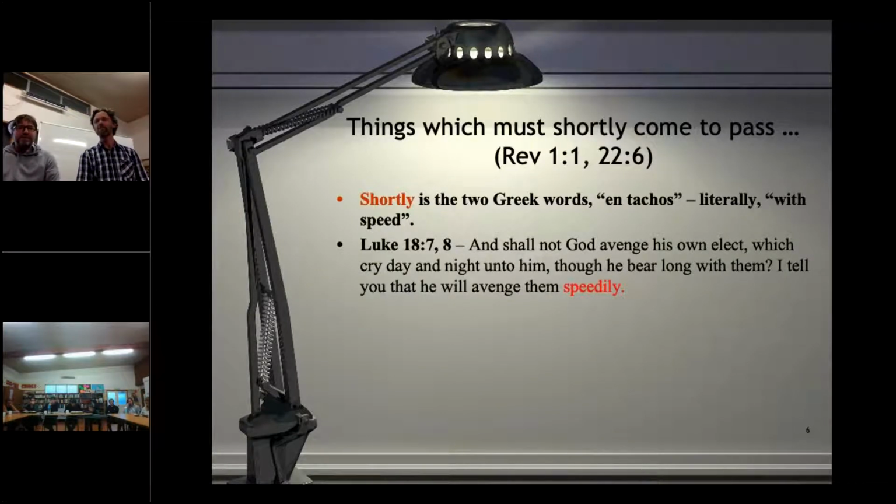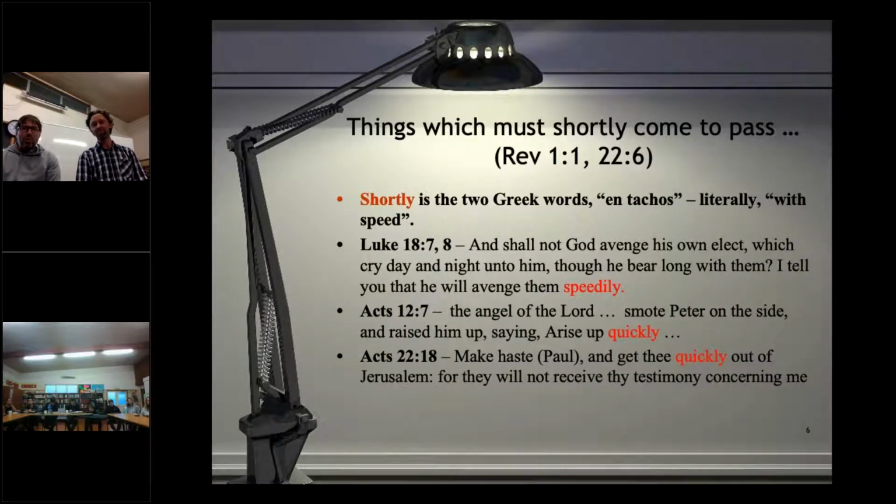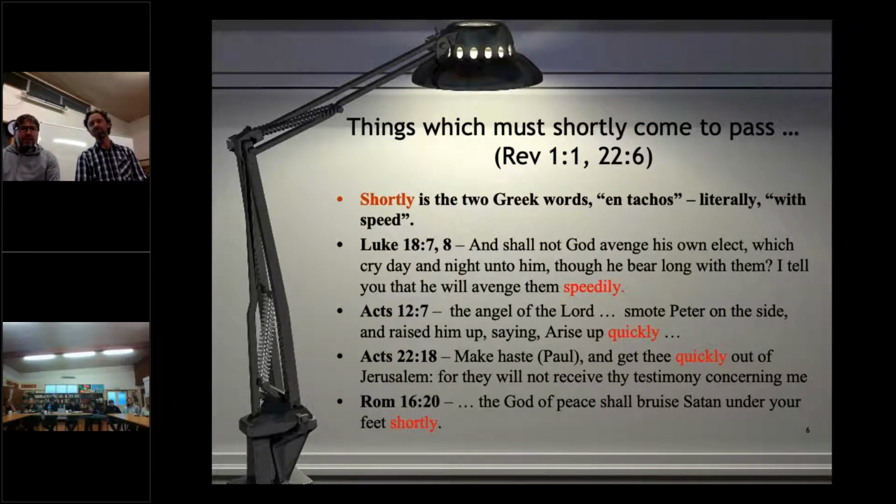So here's the first occurrence of it. And shall not God avenge his own elect, which cry day and night to him, though he bears long with them? I tell you, he will avenge them speedily, quickly. So you can see the idea of a consecutive time period doesn't actually fit this verse at all. Acts 12 verse 7, the angel of the Lord smote Peter on the side and raised him up, saying, arise quickly. That's the second occurrence. Third occurrence, make haste, Paul, and get you down quickly to Jerusalem, for they will not receive your testimony.